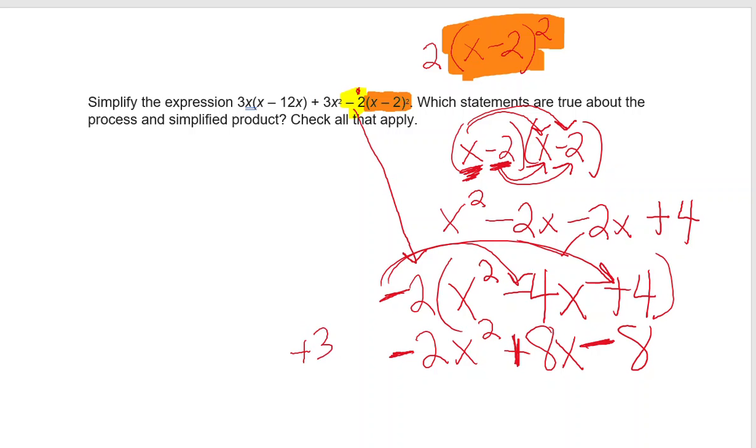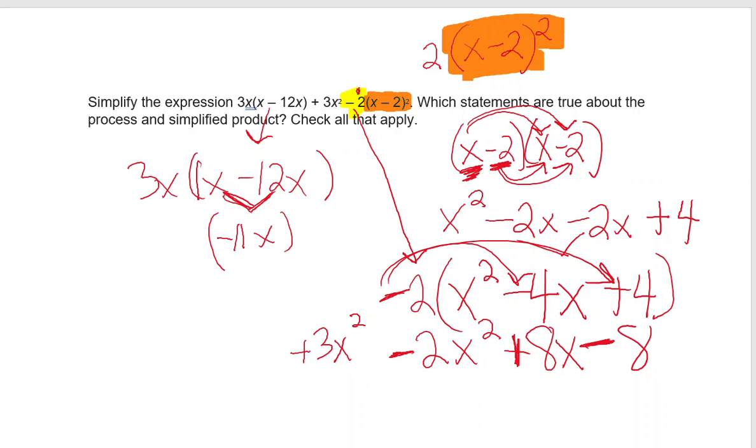I have a positive 3x squared, and then I have this 3x times x minus 12x. I have some options here because you'll notice inside the parentheses you have like terms. When you have like terms inside the parentheses, you can use order of operations where you do parentheses first. 1x minus 12x is negative 11x, and then I can multiply negative 11x times 3x to get negative 33x squared.